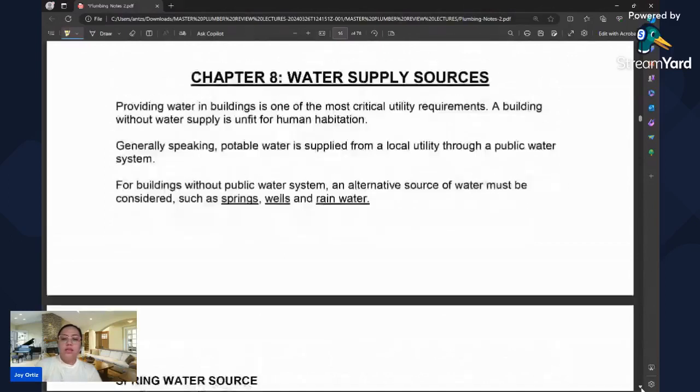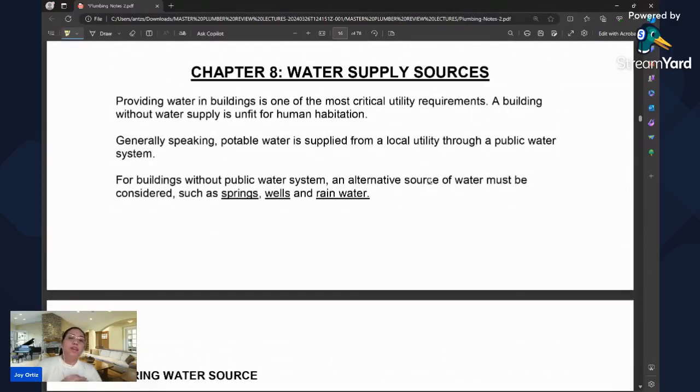So here are the water supply sources. Providing water in buildings is one of the most critical utility requirements. A building without water supply is unfit for human habitation. Generally speaking, potable water is supplied from a local utility through a public water system.